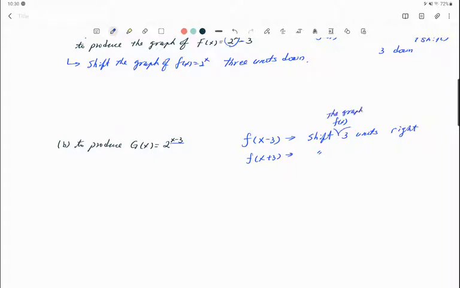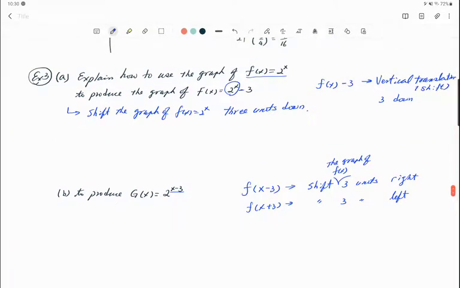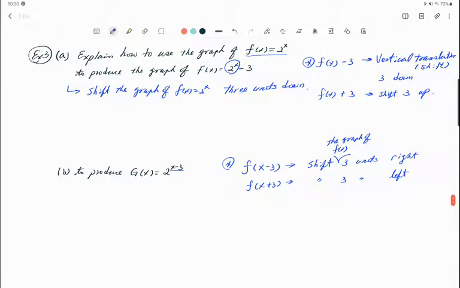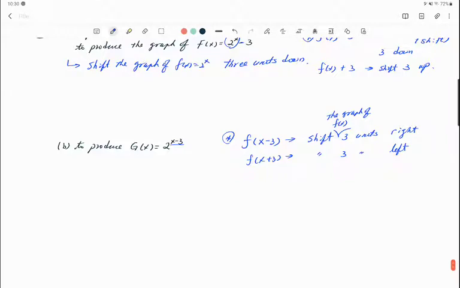Shift the graph of f of x 3 units where? Left. This time left. So keep in mind this. For the first one, if f of x plus something, then what do we do? Shift 3 units where? Up. For this one, if x is replaced by x minus 3, then 3 units to the right. X plus 3, then 3 units to the left.